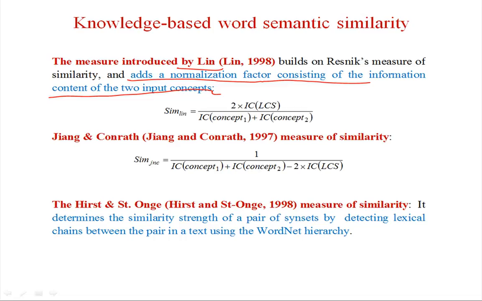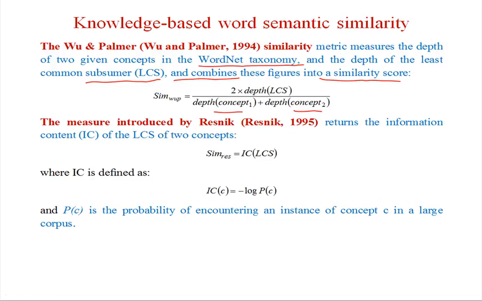Similarly, a slight modification was proposed by Jiang and Conrath. Similarity is equal to 1 divided by the information content of concept 1 plus the information content of concept 2 minus 2 times the information content of the least common subsumer.